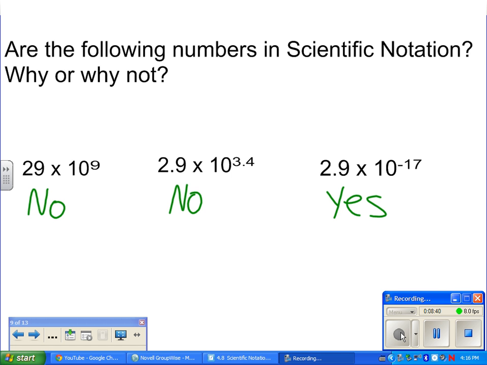This concludes our lesson for today on scientific notation. If you have any questions, please make sure you've written them down so we can go over them when you report to class tomorrow. I hope you've enjoyed our first lesson on flipping the classroom doing scientific notation.